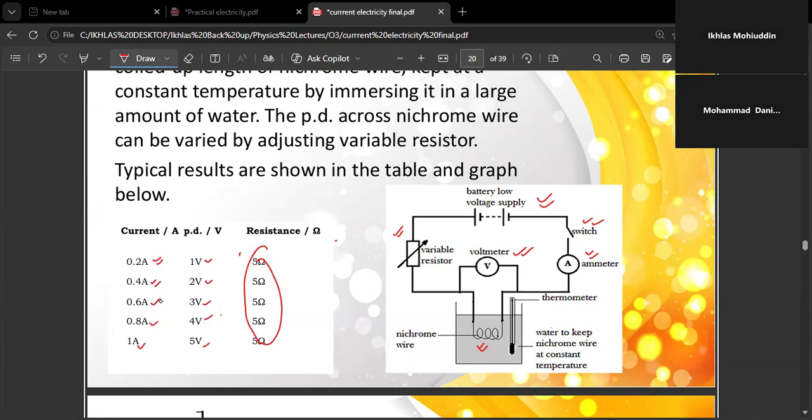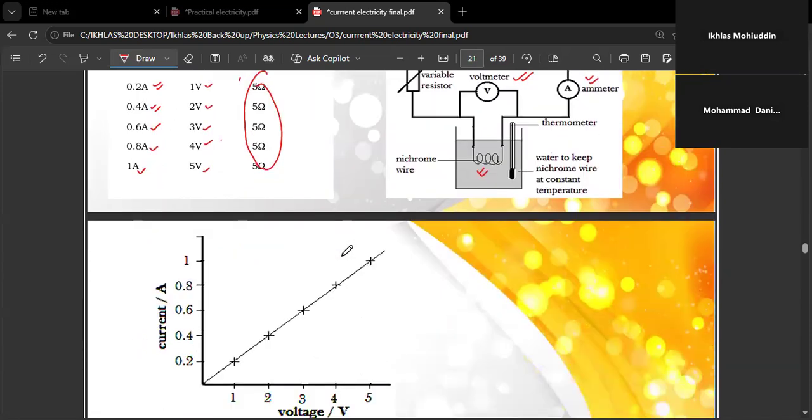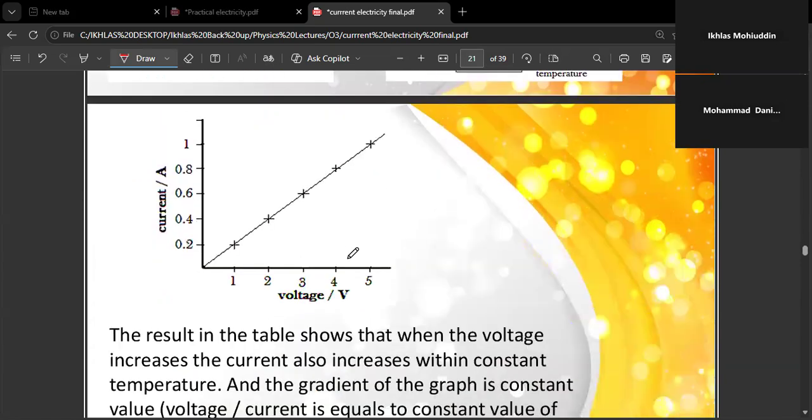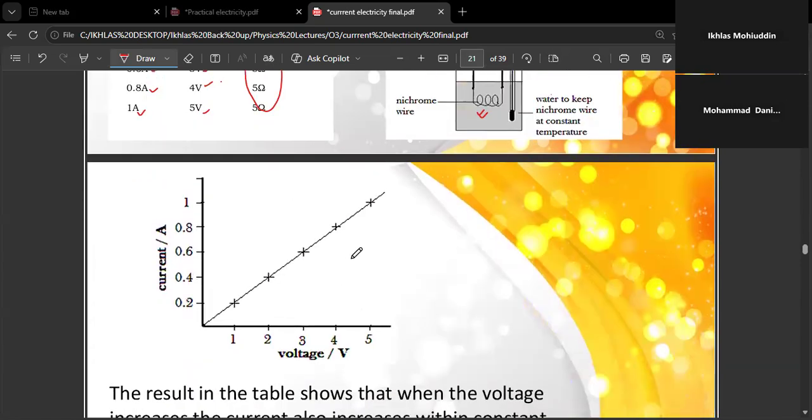So for every 1 volt increase, the current would increase by 0.2 amperes. So as voltage increases, current would also increase. So we have a linear relationship between current and voltage for Ohm's law. We will be discussing its statement later.